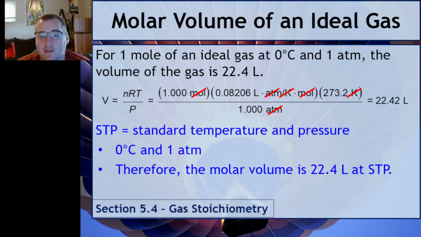And if you plugged all those values into the ideal gas law, that's what we should get. Plug in pressure is 1, volume is what you're going to solve for, 1 mole of gas, with the gas constant and with temperature being standard, equals 22.4 liters.